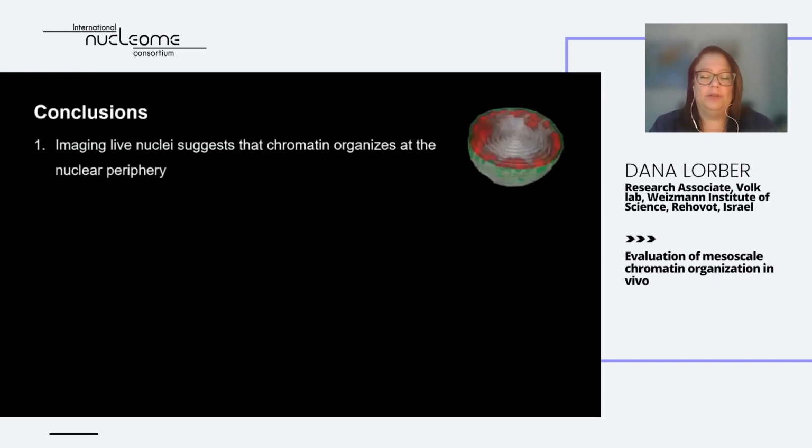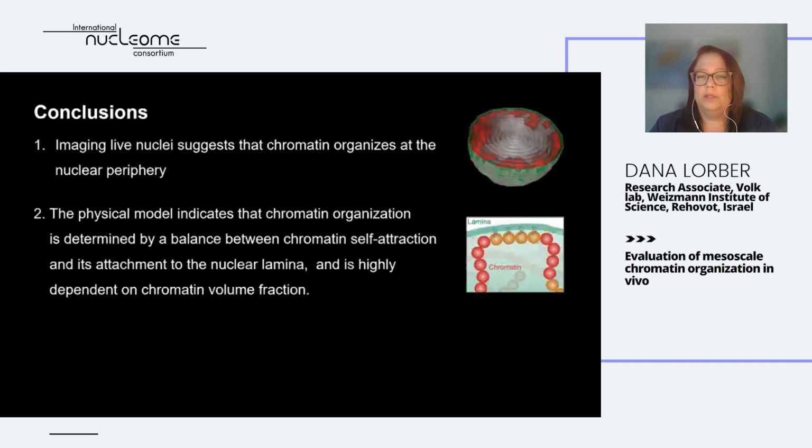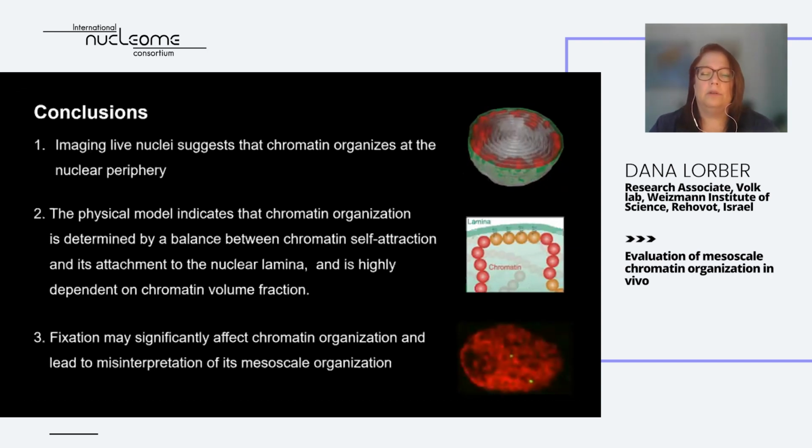To conclude, imaging of live nuclei showed that chromatin does not fill the entire volume of the nucleus, but rather organizes at its periphery, leaving a chromatin-devoid volume at the center of the nucleus. And this organization was found both in Drosophila and in human cells. The model suggests that mesoscale chromatin organization is determined by a balance between chromatin self-association, pulling it together, and LADs binding to the nuclear envelope, pulling it outwards, and is highly dependent on chromatin volume fraction, and that fixation may significantly alter chromatin mesoscale organization and may lead to misinterpretation of chromatin organization.